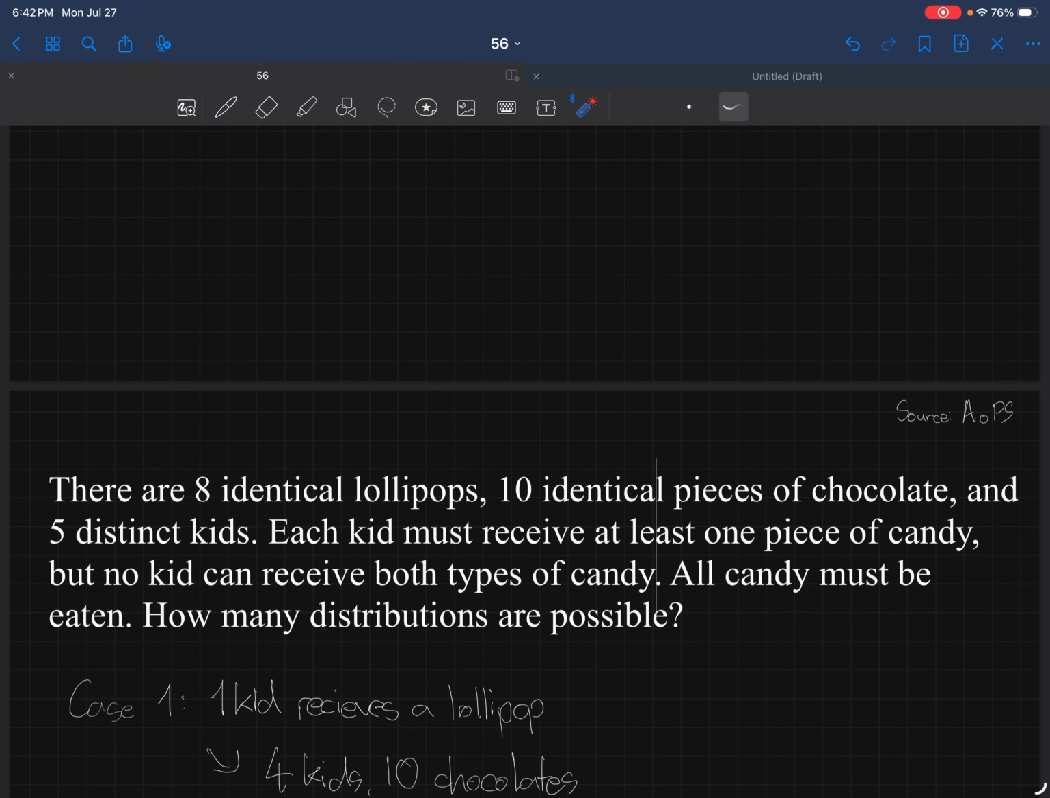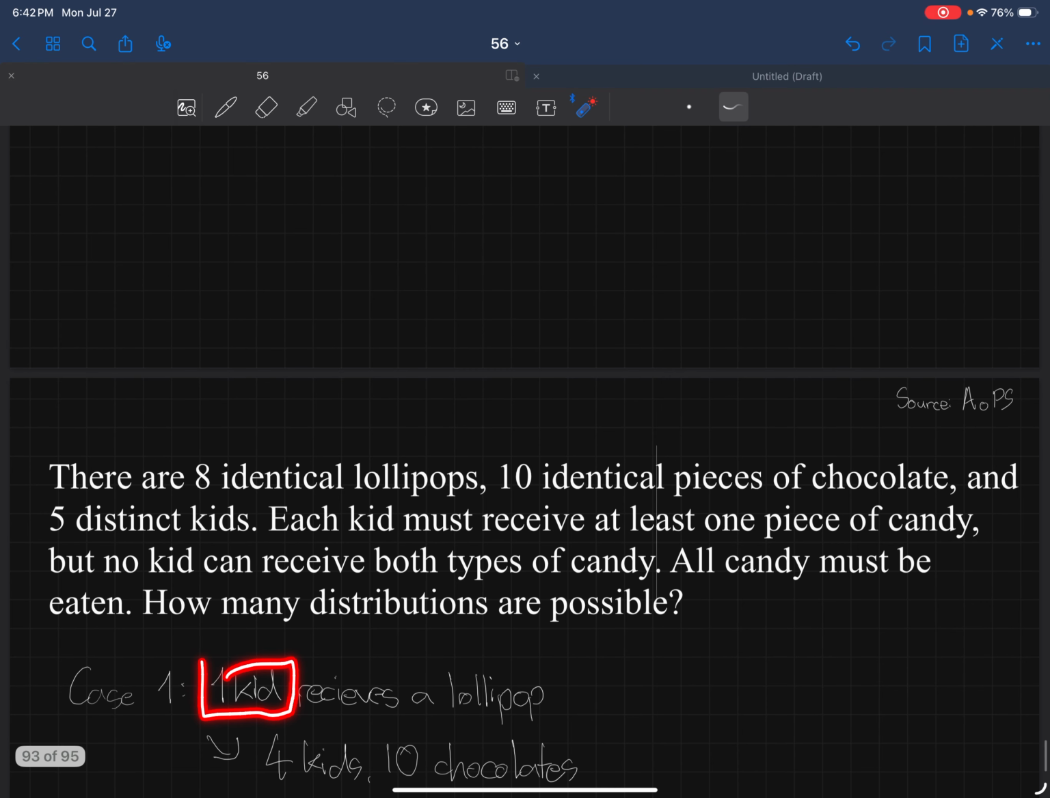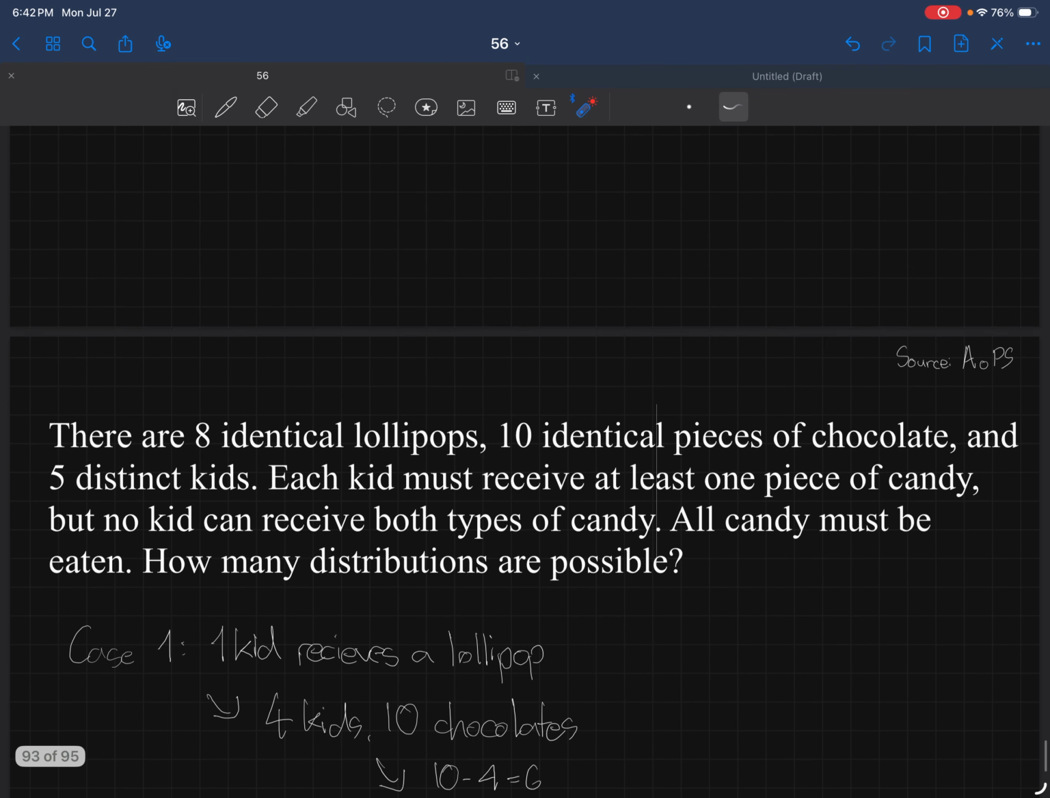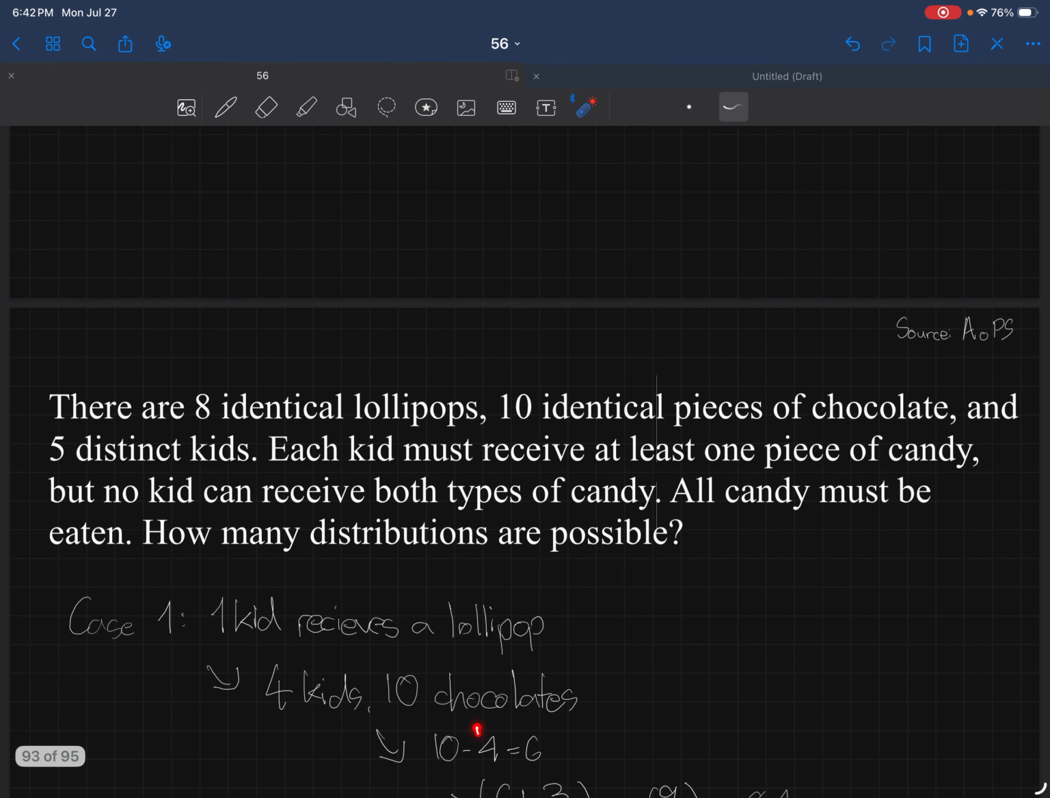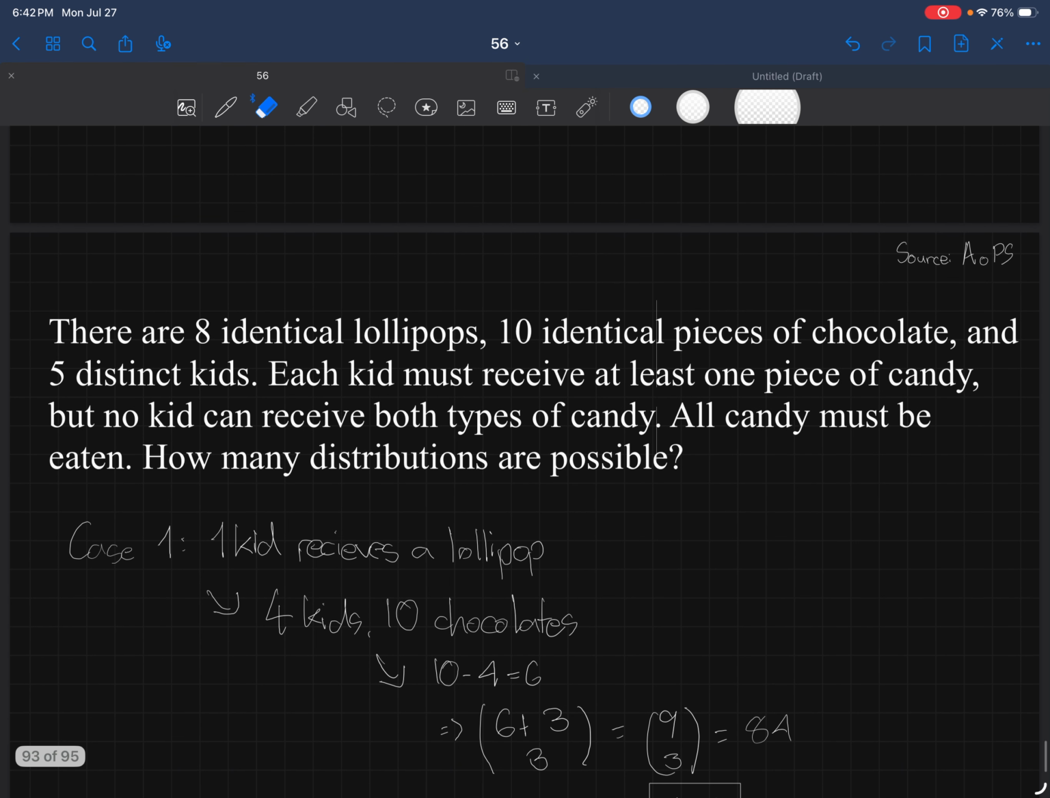Since one kid receives a lollipop, there are going to be 4 kids left for 10 chocolates, because that one kid is just going to receive all 8 lollipops. Since each kid must receive at least one piece of candy, we calculate 10 minus 4 is 6, giving each kid one piece to begin with. Now we have 6 pieces left. So this is going to be 6 plus 3, choose 3, because of the stars and bars method. There are 6 stars, the 6 pieces of chocolate, and 3 bars to divide it into 4 groups. Choose 3 because there are 3 bars. So that ends up being 9 choose 3, 84.